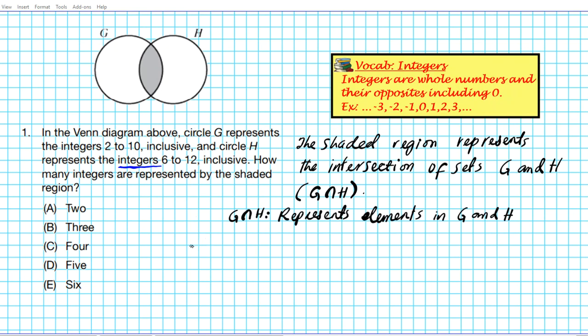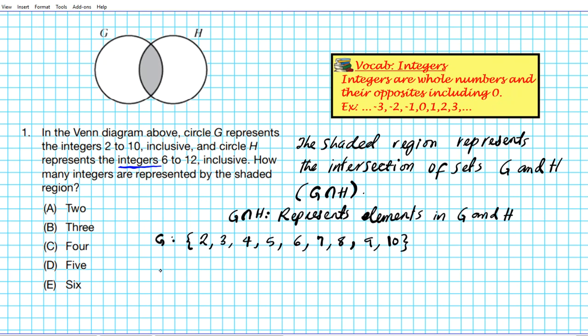So let's do this by first of all listing the elements in the bigger of the two sets. The bigger of the two sets is G. So set G is given by all the integers from 2 to 10 inclusive, so we have to include the endpoints. So we have 2, 3, 4, 5, 6, 7, 8, 9, and then 10. Okay, so these are the elements in set G.